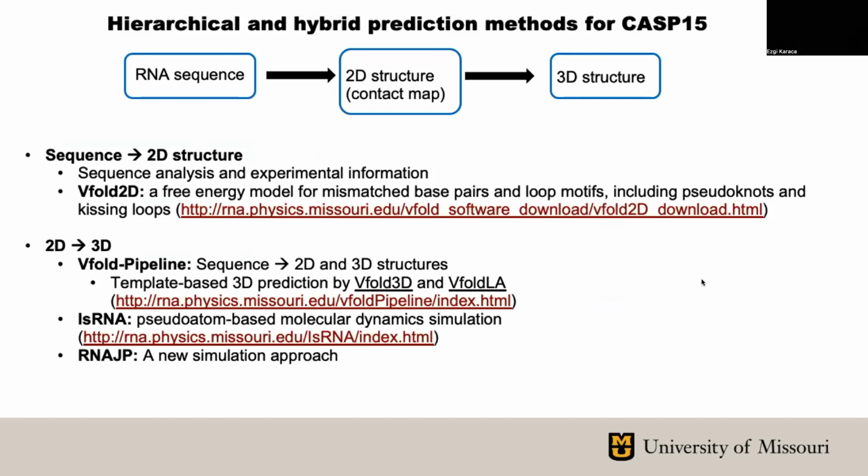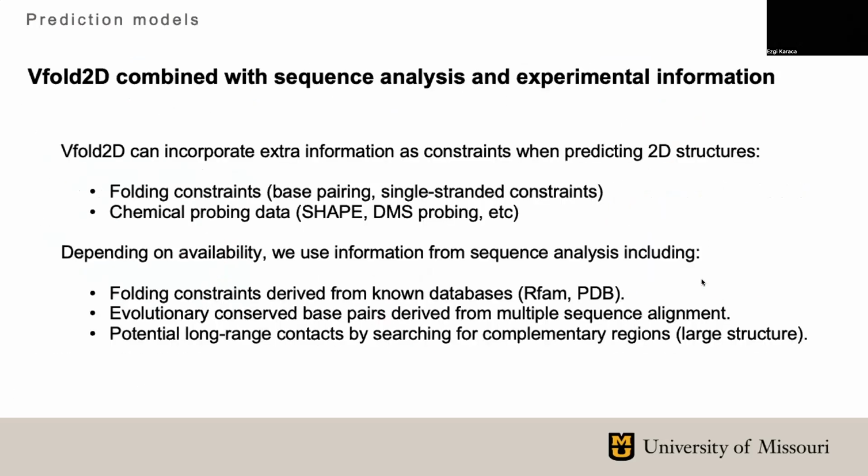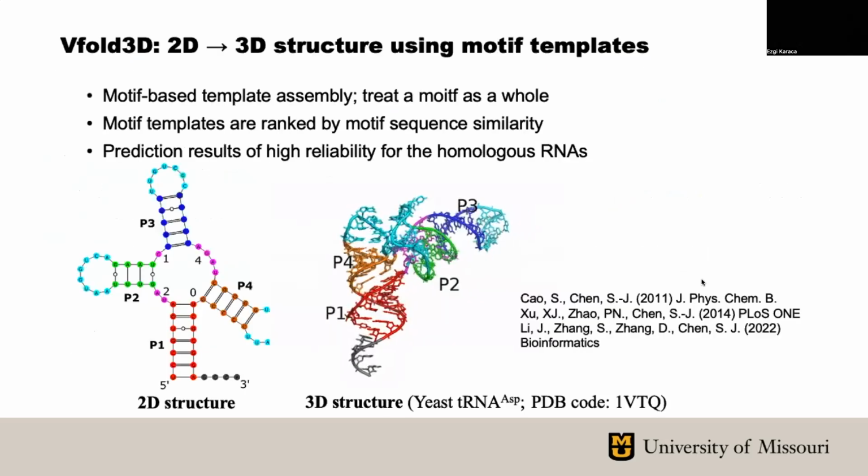Once we get the 2D information, we run the 3D structure prediction. We have three main models to run the 3D structure prediction from the 2D. One is purely template-based. If we can find a template, then we use a template-based model. We call it Vfold3D and VfoldLA. Let me very briefly tell you what these models are.